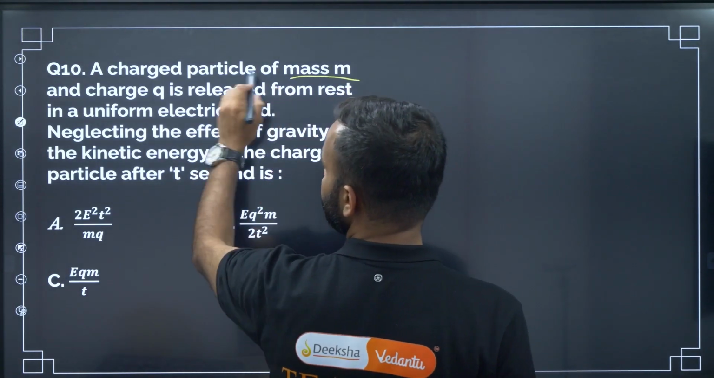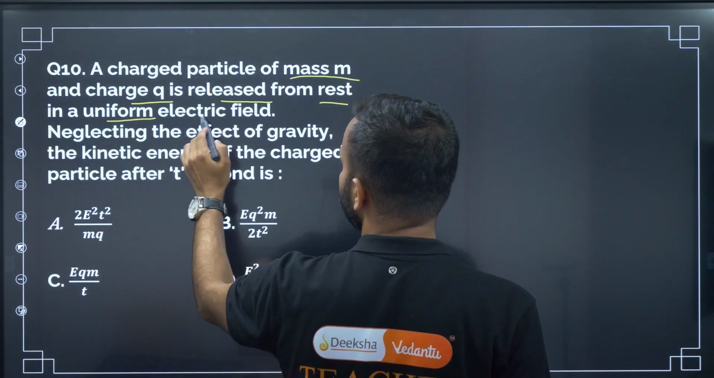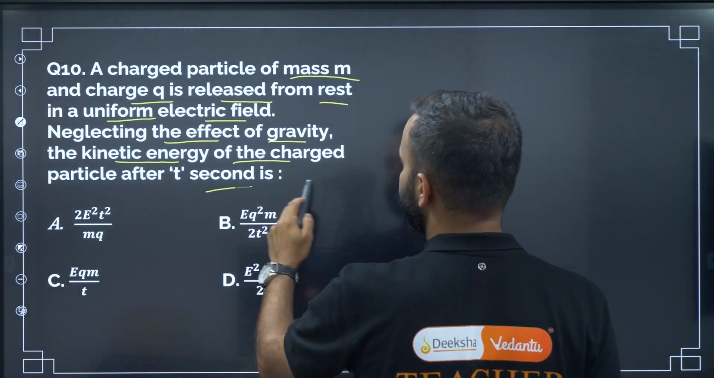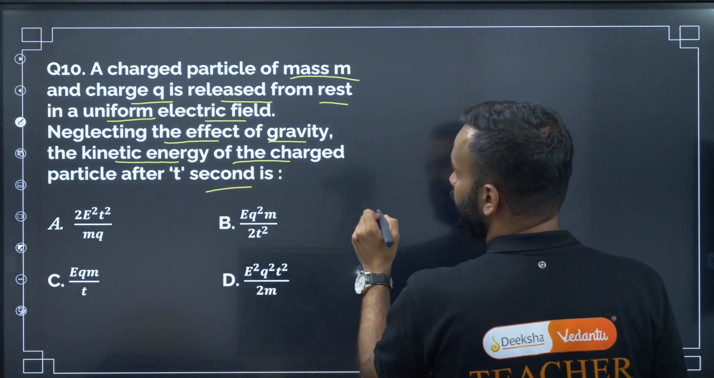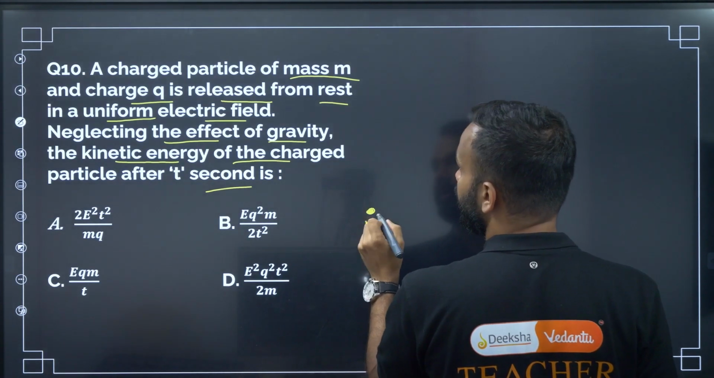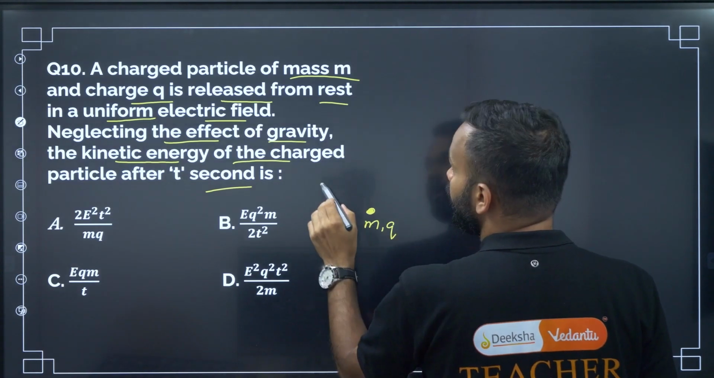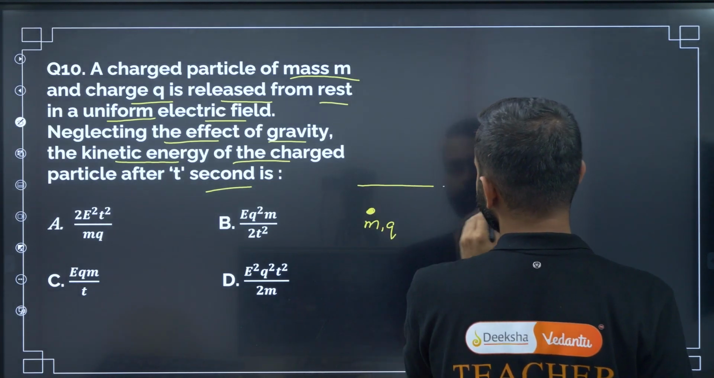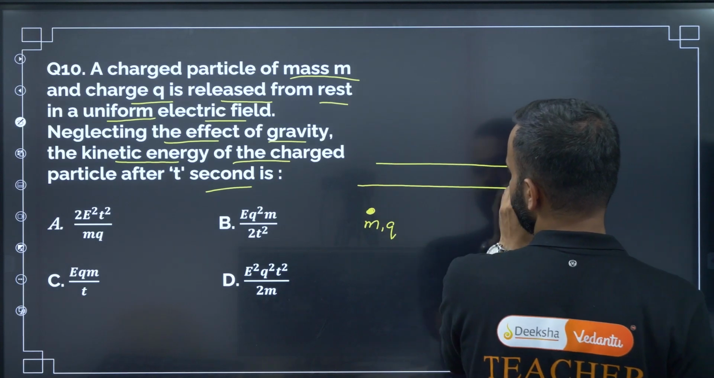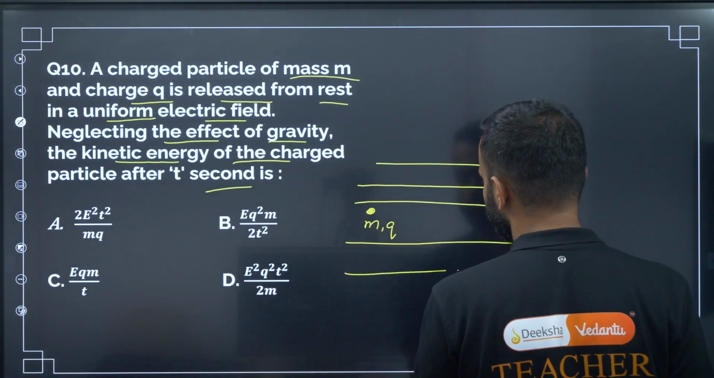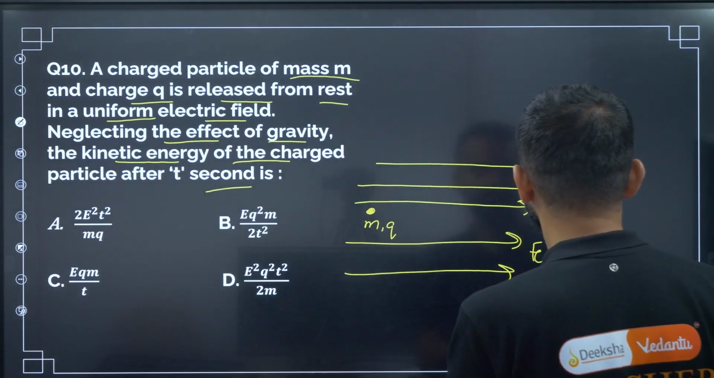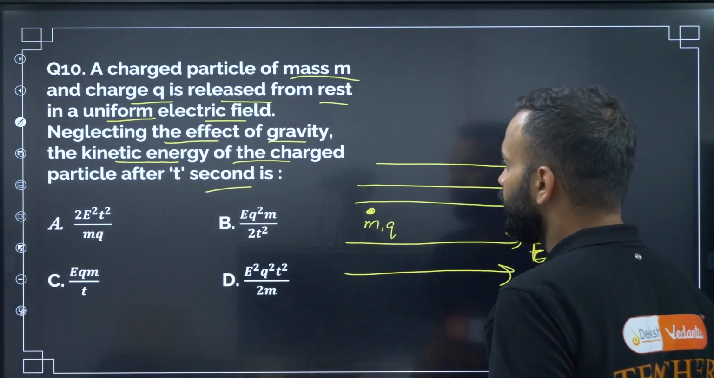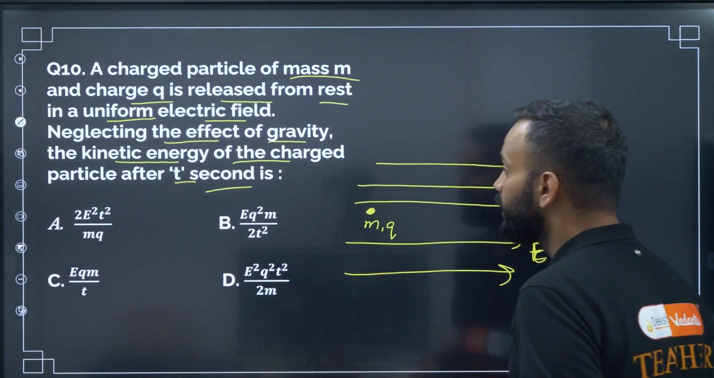A charged particle of mass m and charge q is released from rest in a uniform electric field. Neglecting the effect of gravity, find the kinetic energy of the charged particle after t seconds. So the charged particle of mass m, charge q is released from rest in a uniform electric field. This is the direction of the electric field. We have to neglect the effect of gravity.